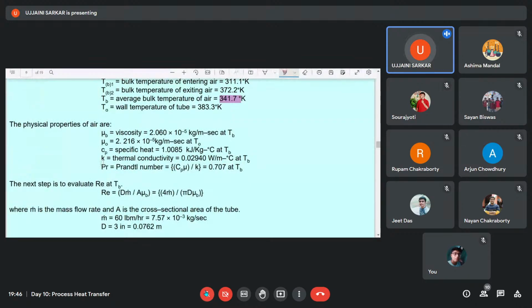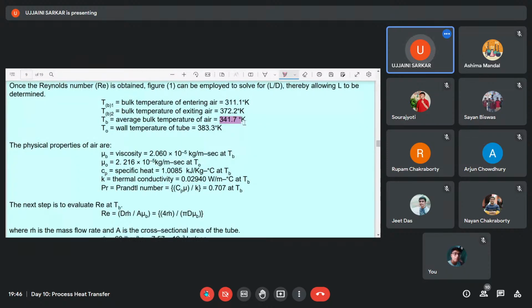Physical properties of air at the average temperature, that is 341.7 Kelvin. We are using the average temperature because there is a lot of difference between 311.1 and 372.2, so the average is roughly 342 Kelvin. We are finding out these values. So viscosity we are finding out at the wall temperature.